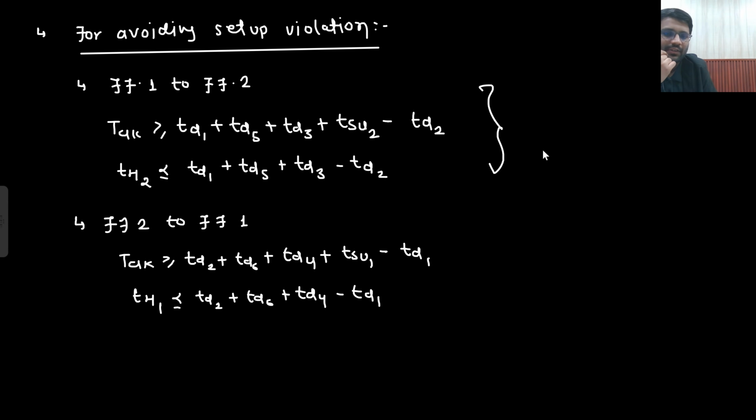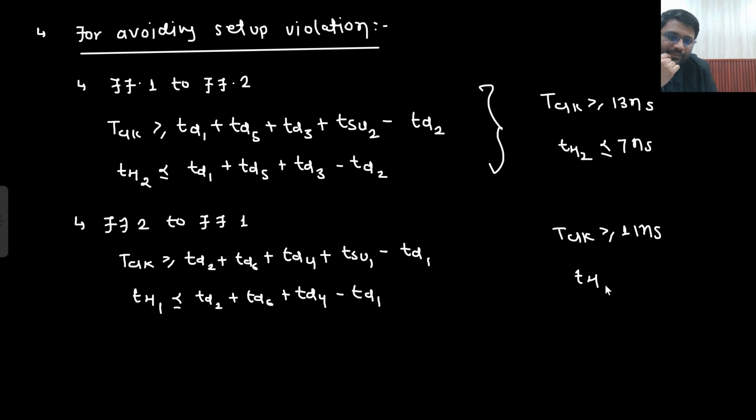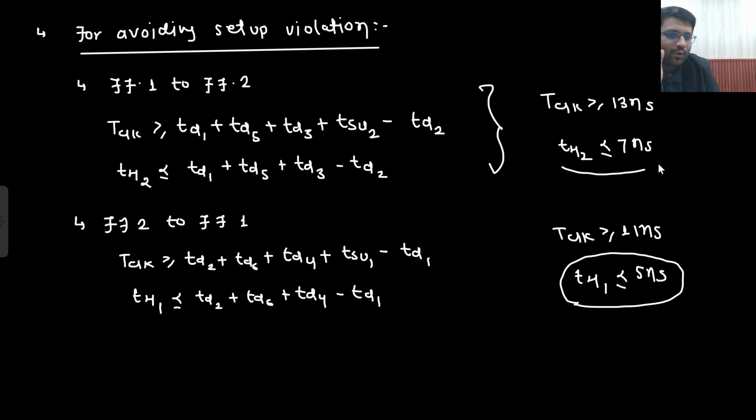Let's just say when I solved this equation, my answer came that T clock should be greater than or equals to 13 nanosecond, and T hold should be less than or equals to 7 nanosecond. And when I solved this one, it came that T clock should be greater than or equals to 11 nanosecond, and T H1 should be less than or equals to 5 nanosecond. So these answers are certain that hold time of flop 1 should be less than 5 nanosecond. Hold time of flop 2 should be less than 7 nanosecond.